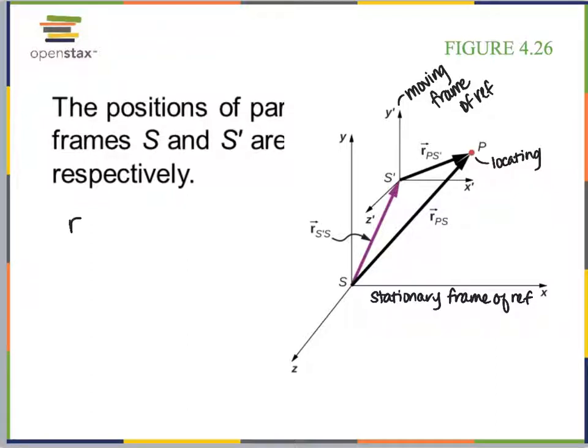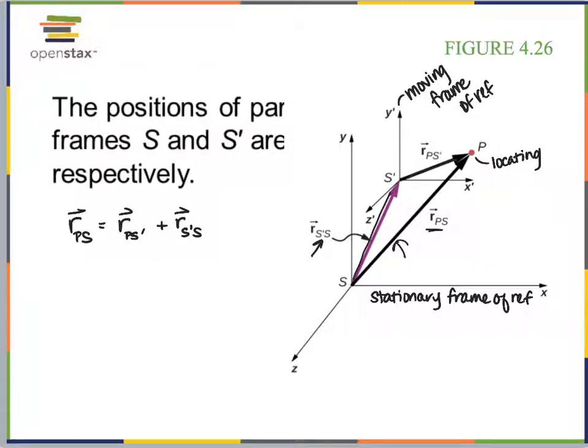Notice the position of point P relative to our stationary frame of reference, that's this vector right here, is equal to the position of the object in the moving frame of reference plus the vector that goes between the stationary frame of reference and the moving frame of reference. This is the vector that talks about the distance between them. That's nice, and we can see how those two vectors add together. This vector and this one add up to give us this one. So it all makes sense.